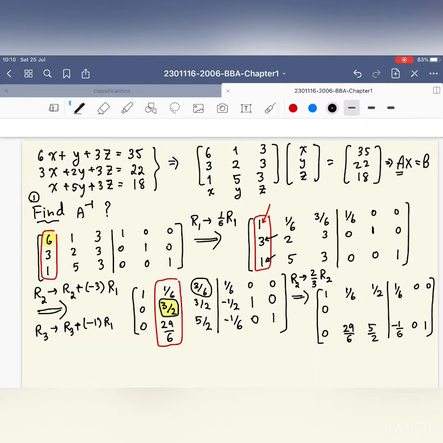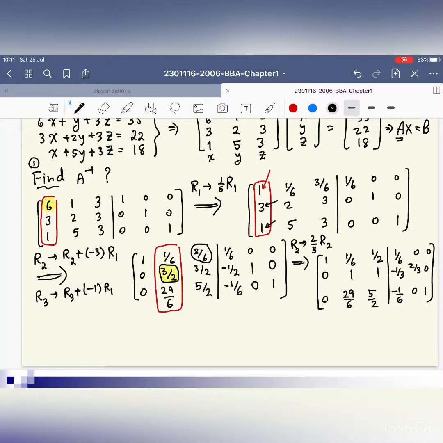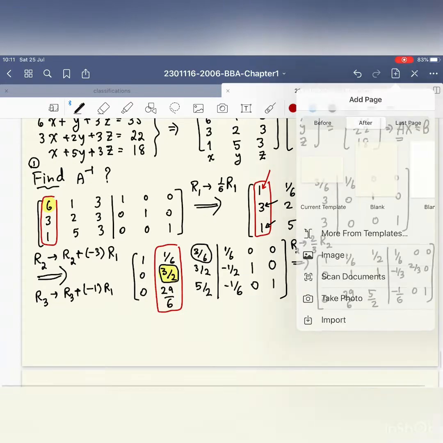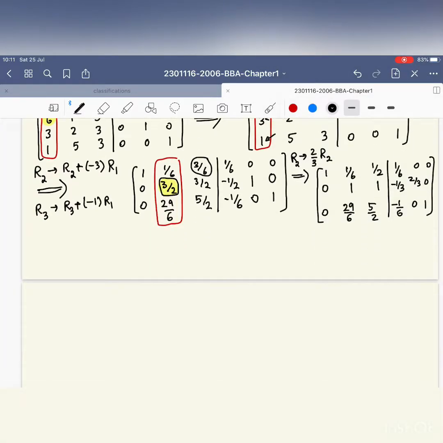And then this one becomes a 1, and then here multiply with 2/3, so your 2 cancel, so you end up with negative 1/3, 2/3, and a 0. Okay, then you'll be able to get rid of the rest outside this position, right? Okay, and as I told you, it will involve a lot of fractions.